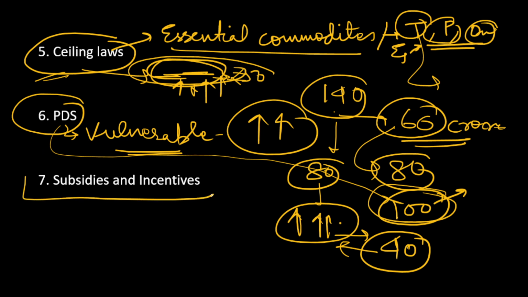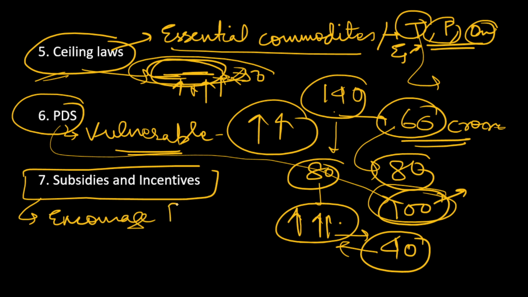The government also provides subsidies and incentives. Regular subsidies and incentives are provided through two methods. First, to encourage production. Subsidies and incentives to encourage production, such as fertilizer subsidy and electricity subsidy to the farmers, so that production is increased. And the second type of subsidy is given to reduce the prices.